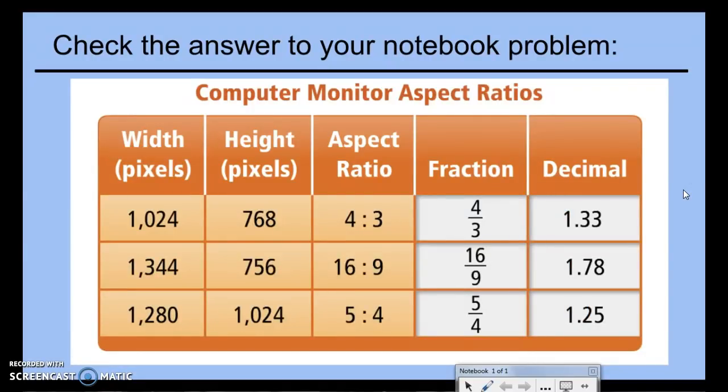Alright, here are the answers for the table. If you got it right, awesome. If you got it wrong, that's okay. Just see if you can figure out maybe what you did wrong. Sometimes when we're dividing, I've seen a lot of computation errors, and that will really mess up your decimal a lot. So make sure you double check your division to make sure that it's correct. Okay?